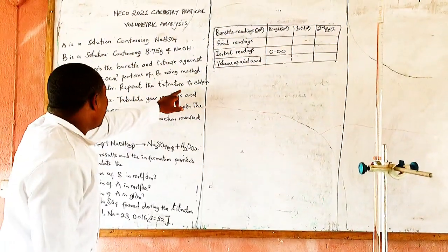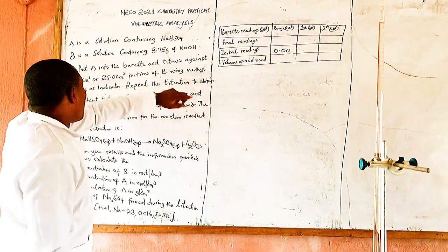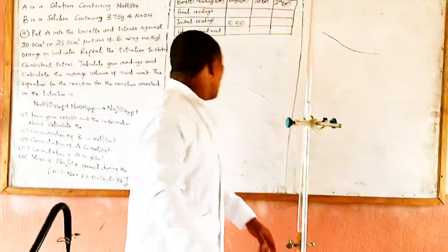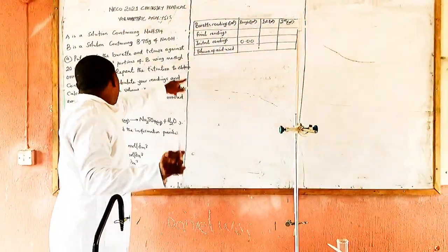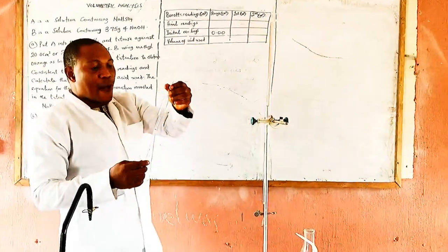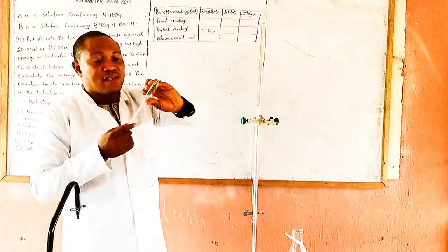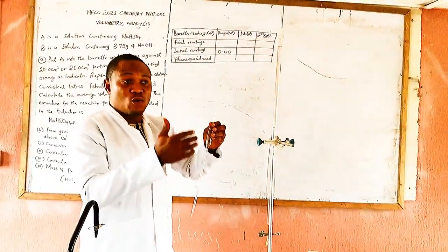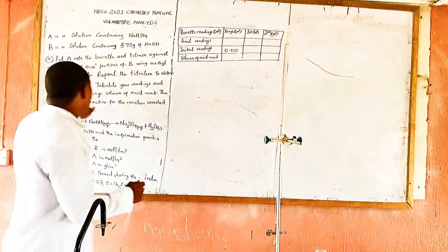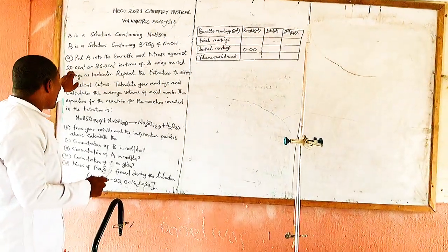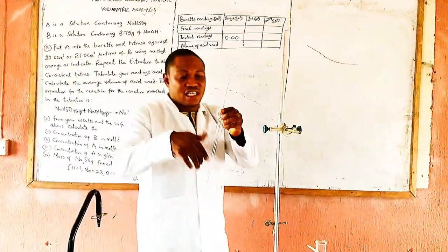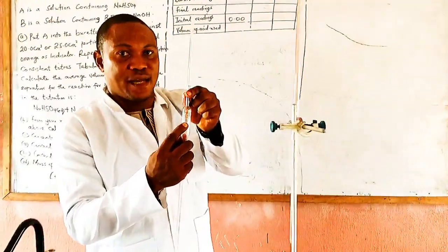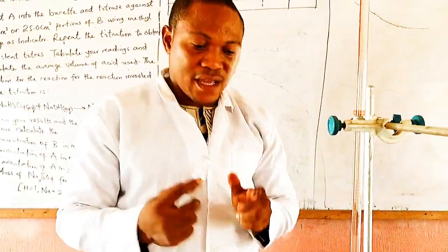Then I said, repeat the titration. I put A into the burette, you have done that, and titrate against 20 or 25 centimeter cube portion of B, using methyl orange as indicator. So this is my pipette. Please, you need to check the pipette you are using in your various schools. You have a 20 centimeter cube pipette, you have a 25 centimeter cube pipette, and that's the reason why they instructed that it might be 20, it might be 25. But for the sake of this practical, we are using 25. So this is the 25 centimeter cube pipette, and this is the solution B.